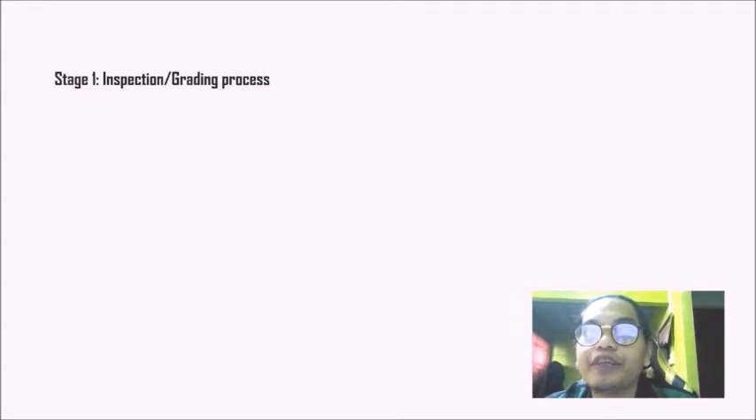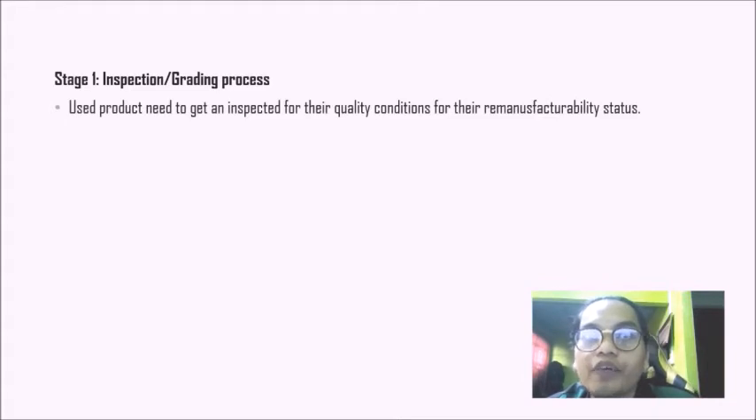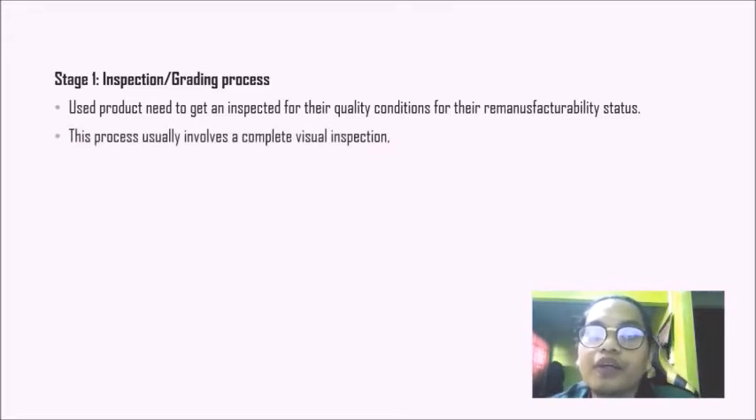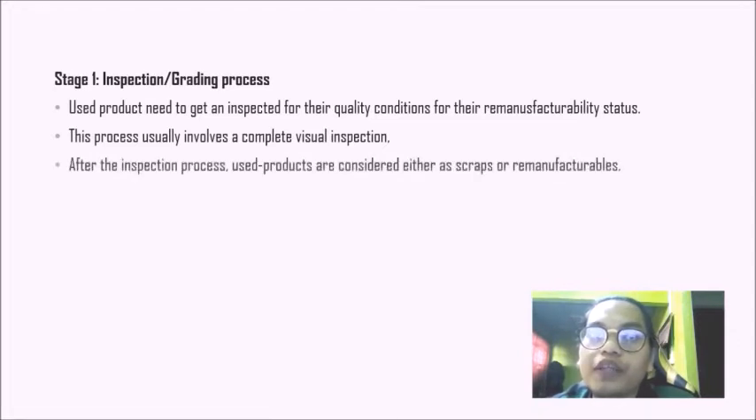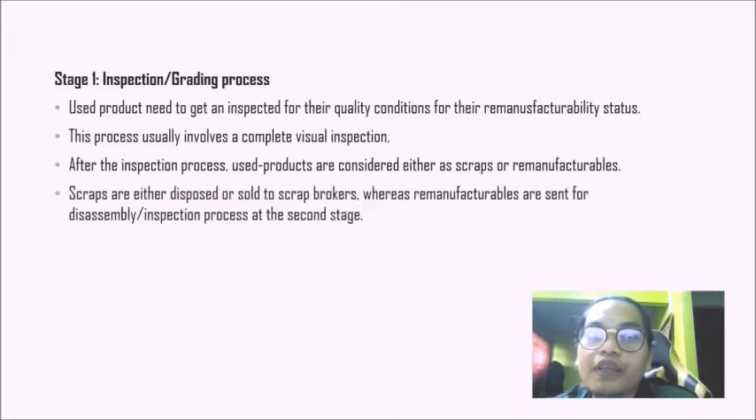So the first stage in the manufacturing process is the inspection and grading process. First, the used product needs to be inspected for its quality condition and manufacturability status. The process usually involves a complete visual inspection. After the inspection process, used products are considered either as scrap or as a manufacturable product. If the used product is scrap, it is either disposed of or sold to a scrap broker, whereas manufacturable products are sent to the disassembly and inspection process at the second stage.